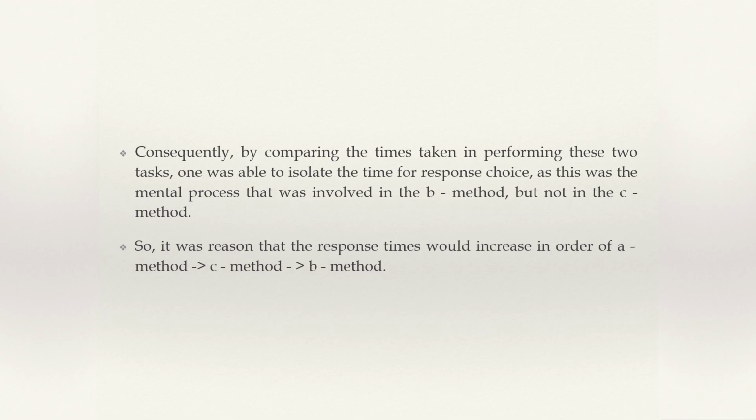And it was the reason that response times would increase in the order of A and then C and then B. That is basically how these tasks were set up, and you can see they are set up so neatly that you can actually compare. When you compare A and B, you basically get the time difference in selection of responses, and when you compare B and C, you basically get the discrimination of light. So you can very well arrange these tasks and know by subtraction of what from what you will get the time taken for a given process.